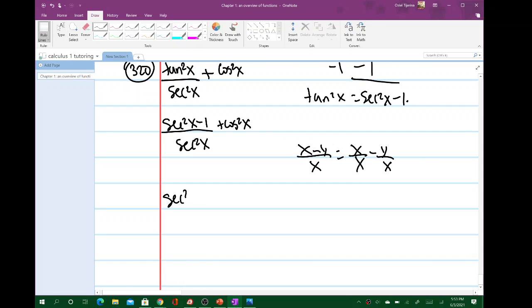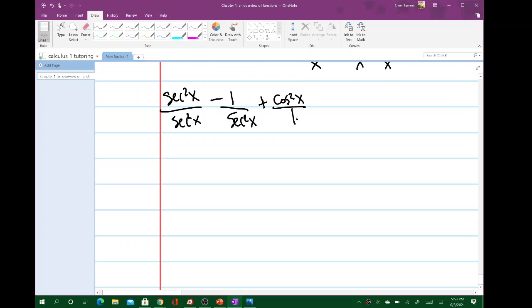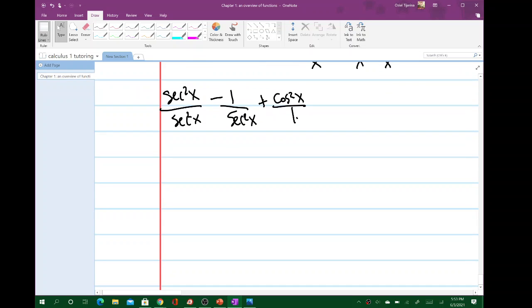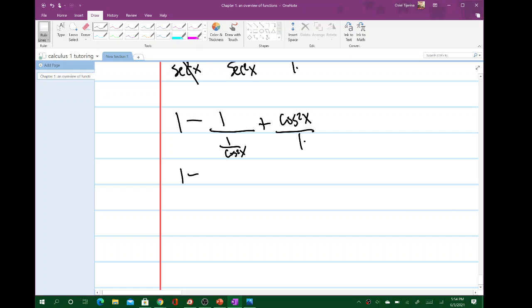So we're going to do secant squared x over secant x, or secant squared x, excuse me, minus 1 over secant squared x plus cosine squared x over 1. And then this is just 1, minus 1 over secant squared x, that's really just 1 over 1 divided by cosine squared x plus cosine squared x over 1. So then this is going to be 1 minus 1 times cosine squared x plus cosine squared x.